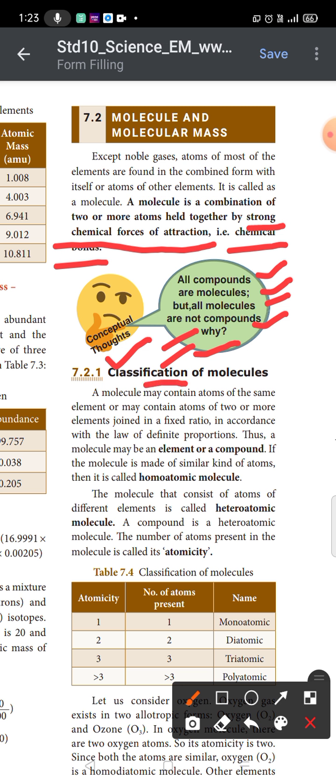Right, classification of molecules. As I told, the classification of molecules will be similar kind of atoms and different kind of atoms. A molecule may contain atoms of the same element or may contain atoms of two or more elements joined in a fixed ratio, in accordance with the law of definite proportions. Thus, a molecule may be an element or a compound. That means a compound contains elements in a definite proportion.